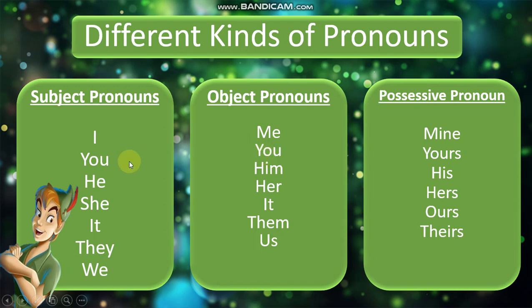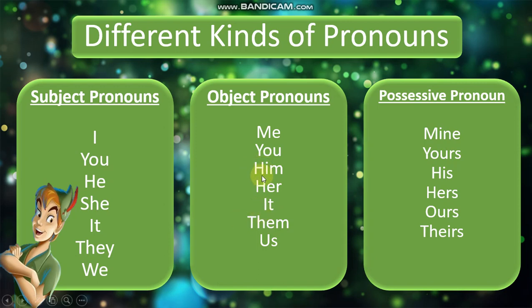Now look at you. You is used as a subject pronoun and also as an object pronoun. I can use you in the subject part. You are very naughty. And I can use you as an object pronoun. I told you to be nice. So you is coming in the predicate part.